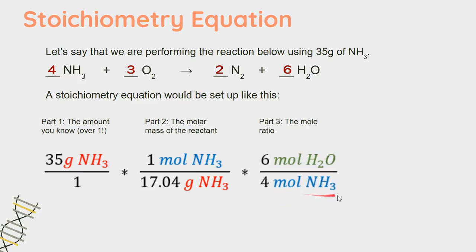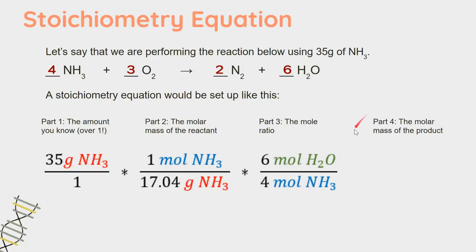We know that there are 4 moles NH3 for every 6 moles H2O. Now, what we put on the numerator here is determined by what we're looking for. In this equation, if we were trying to find H2O, we would target H2O. And notice that we have 6 moles H2O to every 4 moles NH3, because that's what's in our balanced equation.